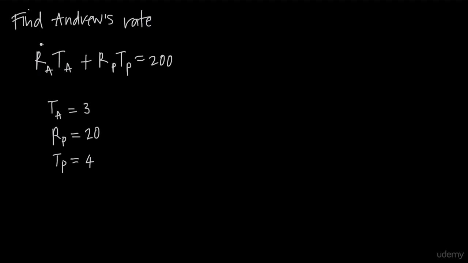Well, you have to think about r sub a as just a single variable like x, and t sub a as a separate variable like y. So when we have some value here and then a subscript, the two together are just a single variable, representing a single value. So really we just have r sub a times t sub a plus r sub p times t sub p is equal to 200.